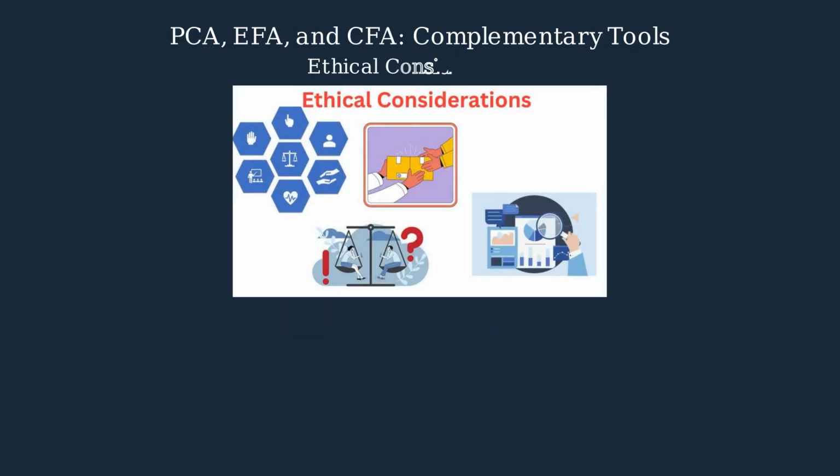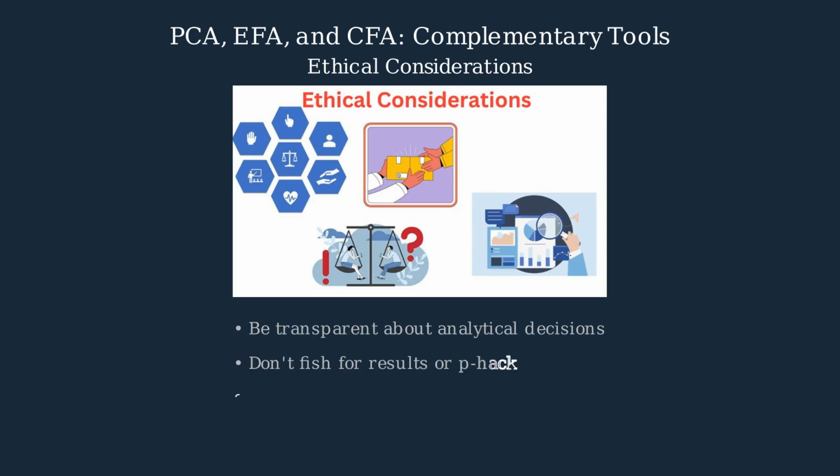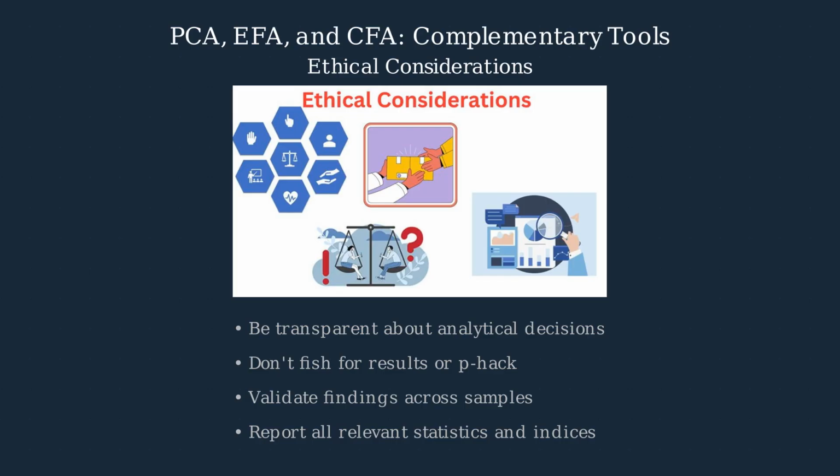When using these statistical techniques, ethical considerations are paramount. Researchers must be careful not to manipulate analyses to achieve desired outcomes, and should report their methodological decisions transparently. Ethical use includes being transparent about analytical decisions, avoiding p-hacking or fishing for results, validating findings across different samples, and reporting all relevant statistics and fit indices.